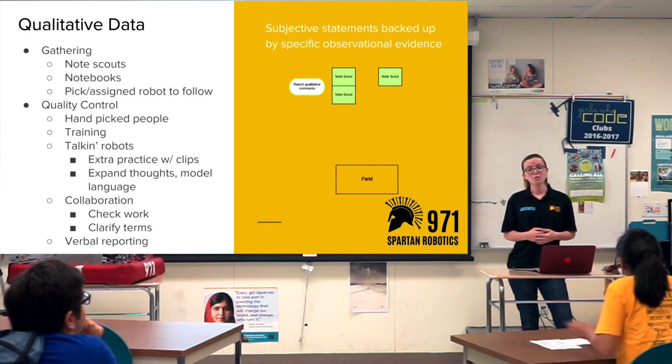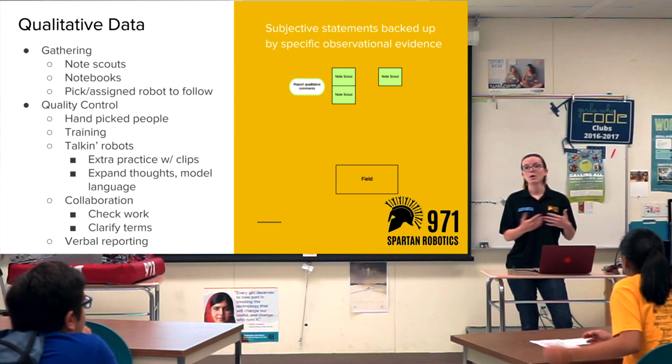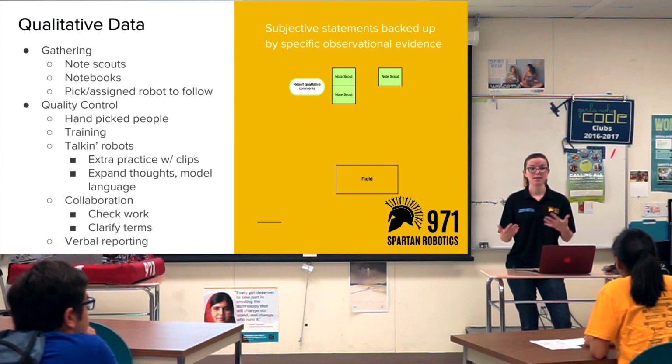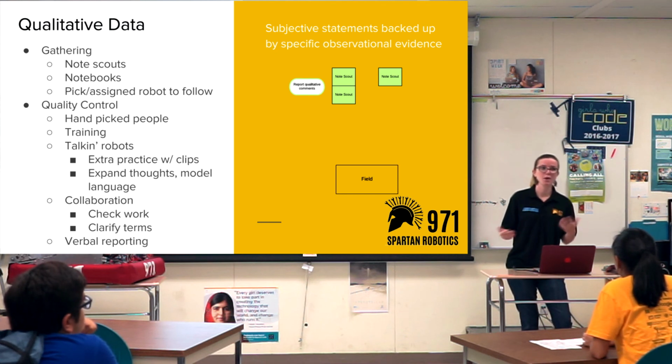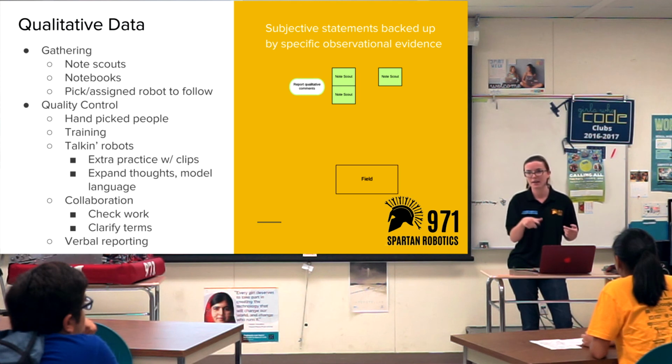So if someone says, oh, their driving was bad, I might say, okay, great, tell me more about that. What about their driving told you that it was bad? Then they expand their thoughts. They're like, well, they're really slow getting across the field. They spun in circles for 5 seconds, and then they hit the wall. That specific observational evidence makes a subjective statement something I can actually use.